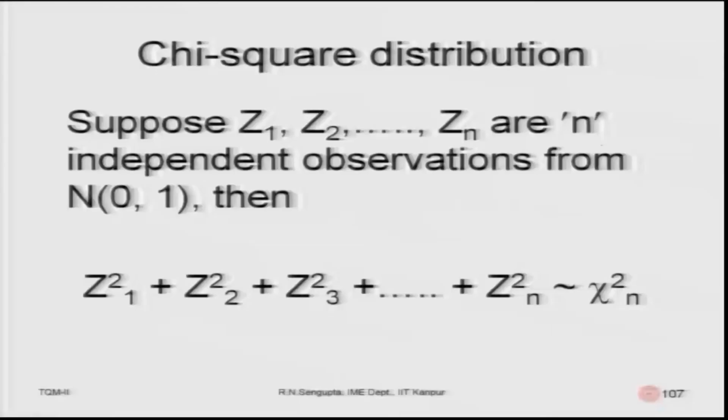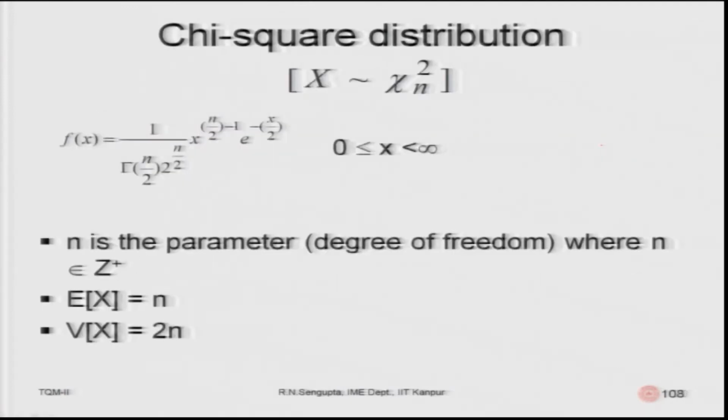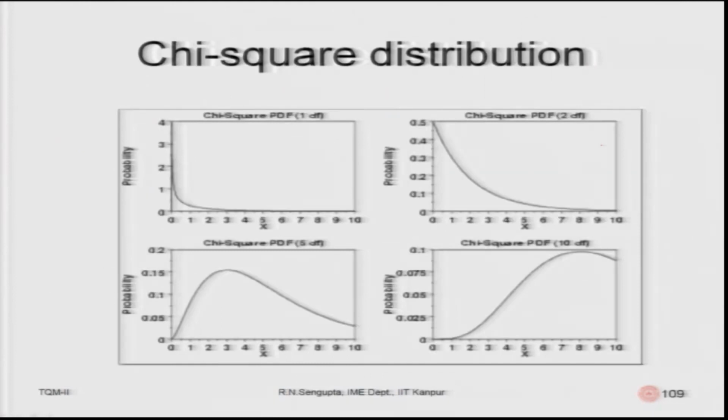Coming back to this, suppose z1 to zn are n independent observations from normal(0,1), then z1 square, where 1 means the suffix, z2 square, where 2 means the suffix, till zn square are chi-square distributed with degrees of freedom n. So, this is the chi-square distribution, and n is the parameter, the degrees of freedom. The expected value is given by n and the variance is given by 2n, and the chi-square distribution looks as given here.